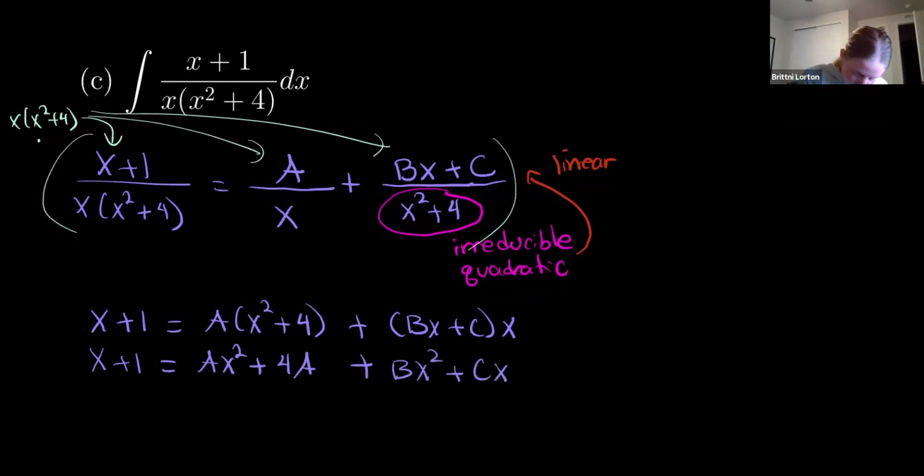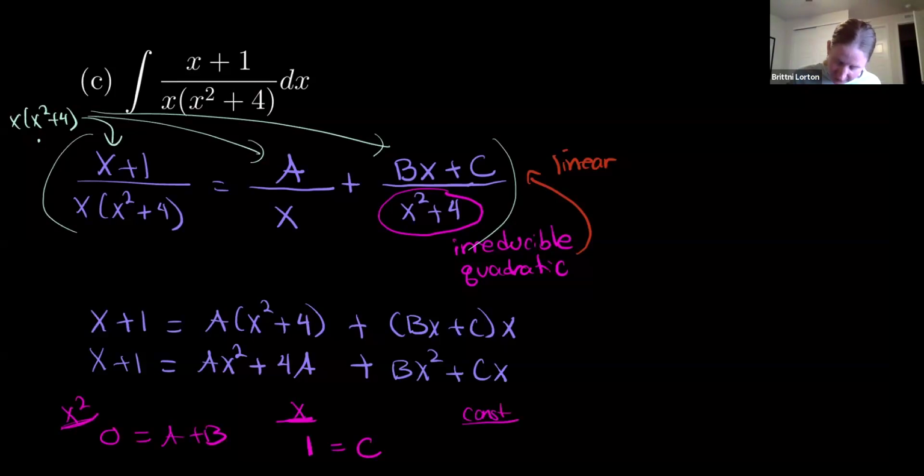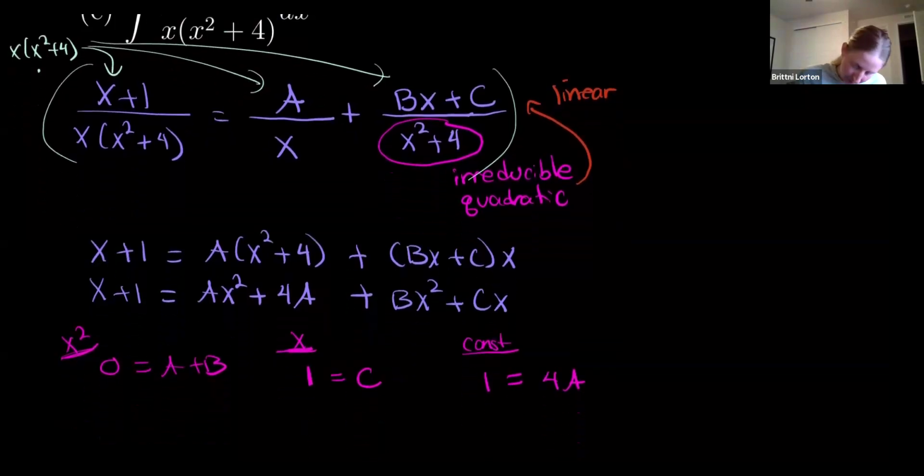And then I'm going to look at my coefficients in front of, let's say, the x squared. First gives me, it looks like a 0 on the left and an a and a b on the right. If I look at the coefficients in front of the x, I have a 1 on the left and a c on the right. If I look at my constant coefficients, I have a 1 on the left and a 4a on the right. And so then I can solve.